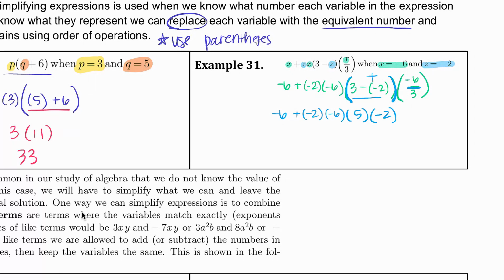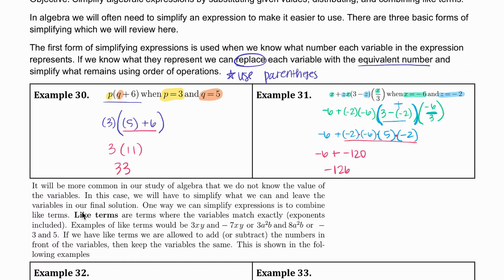Okay, so notice we really only have two operations going on. We have addition and we have a whole lot of multiplication right here. You can multiply all these numbers at once, just go left to right. So we have -6 plus, if I multiply -2 times -6 times 5 times -2, I should get -120. So if we add those, -6 plus -120 is -126. So our order of operations doesn't change. We've just got to replace the unknown value with the given value.